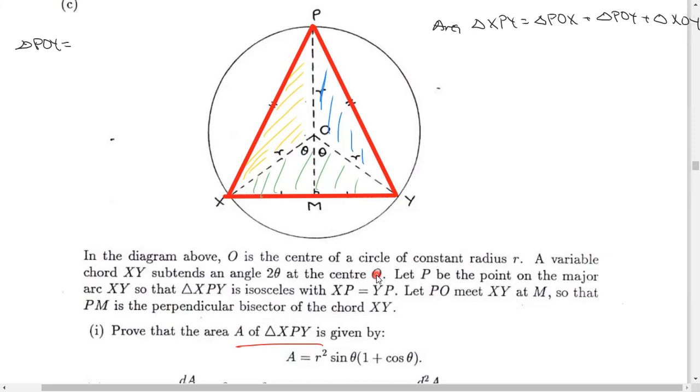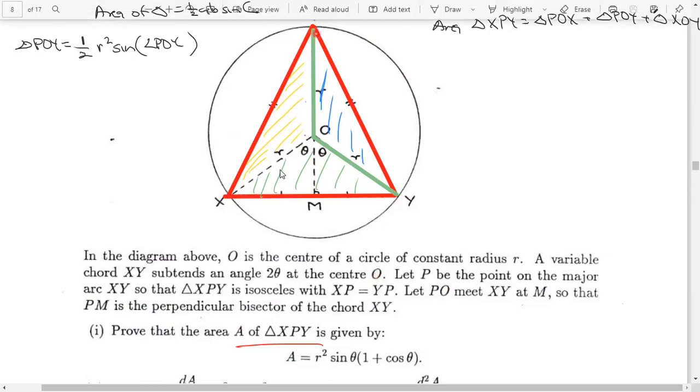well, as with any triangle, area of a triangle is half ab sine C. So if we just think of it focusing on the key length, which is R here and R here, so it'll be half times R squared times sine of angle POY. Obtuse, right? And very similarly, triangle POX would be half R squared sine of angle POX, which will basically be the same angle, okay?